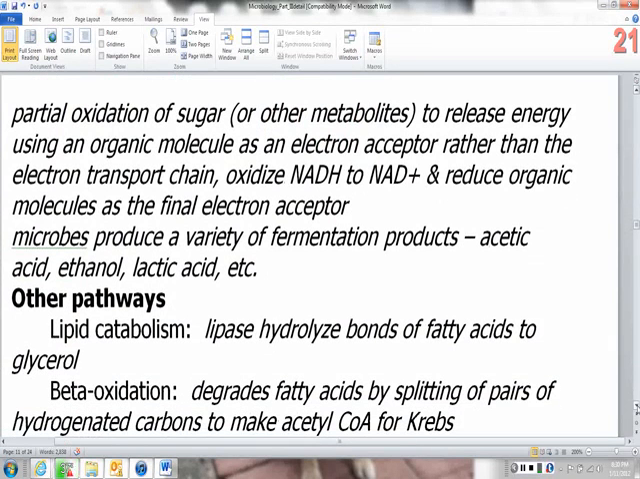There are a few other pathways used to deal with nutrients other than sugars. In lipid catabolism, the enzyme lipase is used to hydrolyze the bonds attaching fatty acids to glycerol. The glycerol can join partway through glycolysis. The fatty acids will go through beta oxidation to degrade the fatty acids. Here, pairs of hydrogenated carbons are split off to make acetyl-CoA to enter the Krebs cycle. Because fatty acids can be several carbons long, several acetyl-CoA can be produced, requiring many turns of the Krebs cycle.